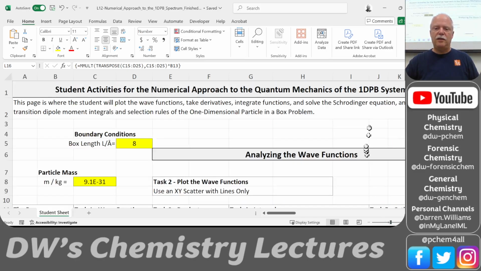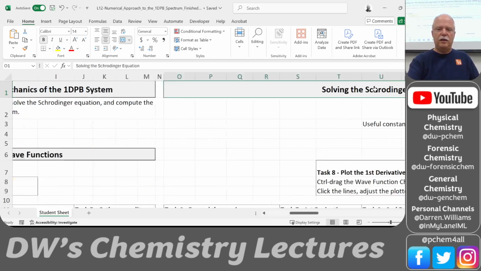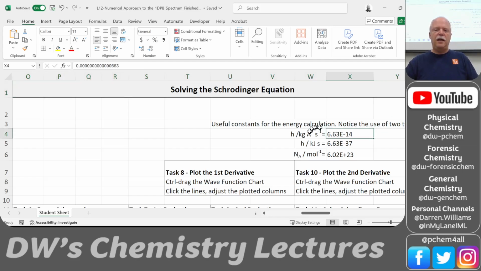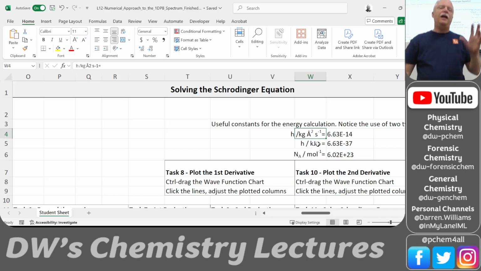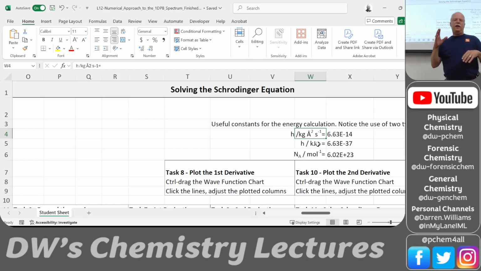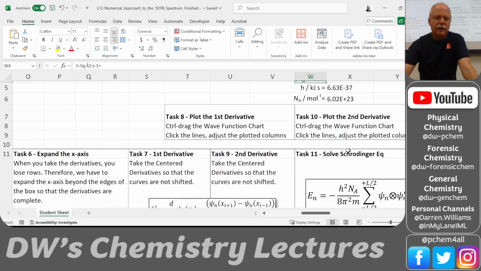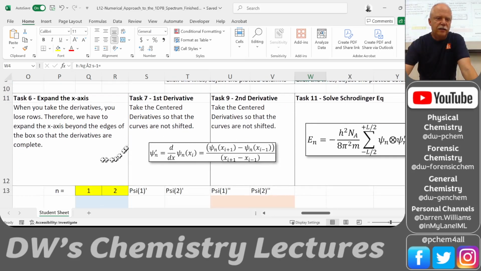Let's go up now and solve the Schrodinger equation. Up here we have some constants. Notice I have Planck's constant written a couple of different ways. One is in angstroms squared in kilograms, and the other one is in kilojoules. I do that just so that it can convert the box length in angstroms over using Planck's constant and Avogadro's number. So task 6 is to expand the x-axis.